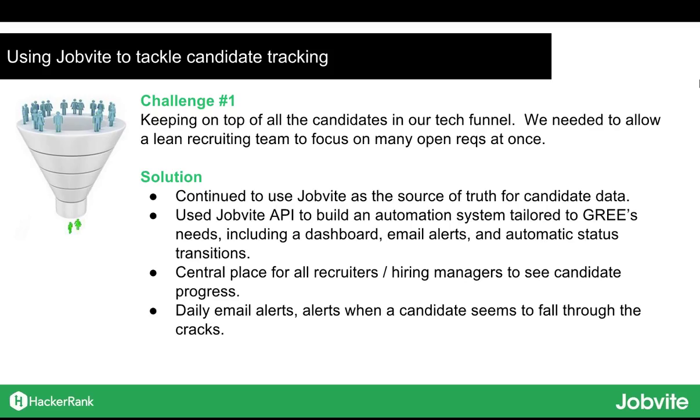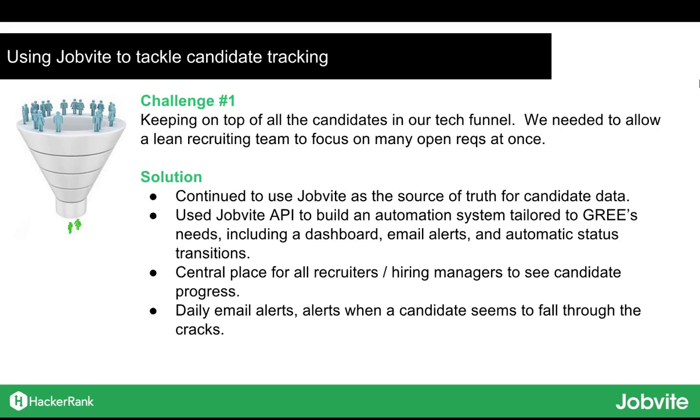We had lots of great people coming in from all the different sources. Everything was nicely tracked in Jobvite, but just staying on top of who needed to be contacted next, who's waiting for scheduling, who sent us their availability, who did we ask for availability but never actually responded back. That was a bit of a challenge. So we discovered that Jobvite had an API, and we set out to build some solutions on top of it to help us take that to the next level.